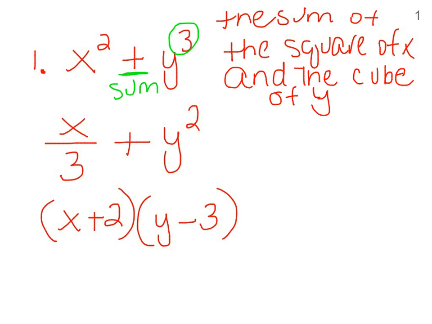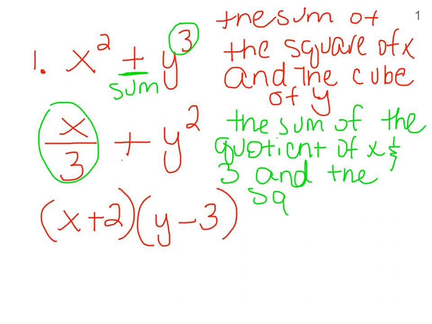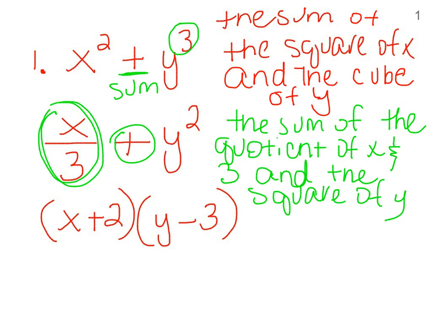Here we have a sum as well, but this part is a quotient, because when you have something being divided, it's a quotient. So you're still going to start with the sum. You're going to say the sum of, and then you say the quotient of x and 3, and the square of y, because you're finding the sum of the quotient here and the square of y. I hope that makes sense.